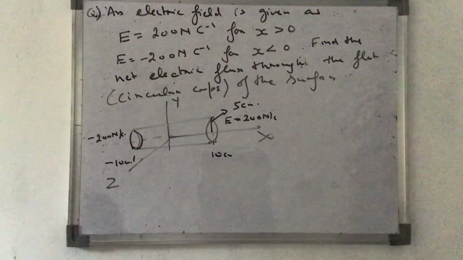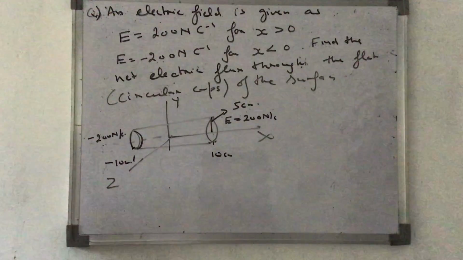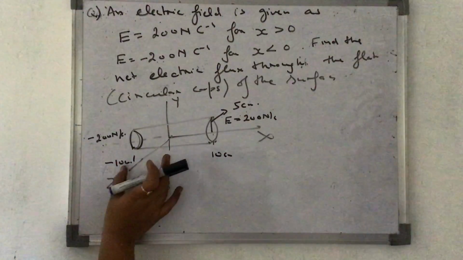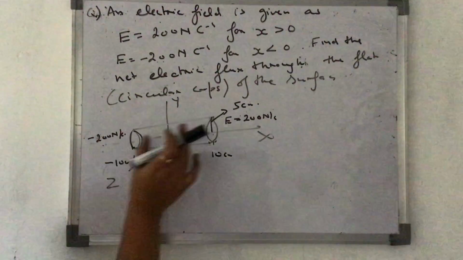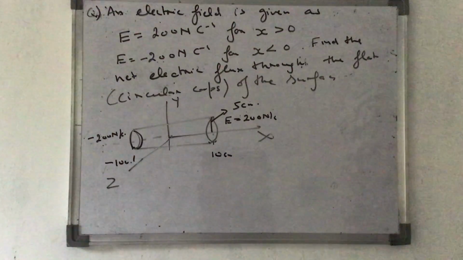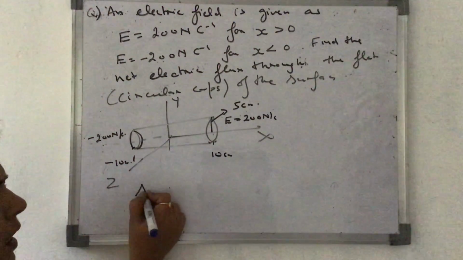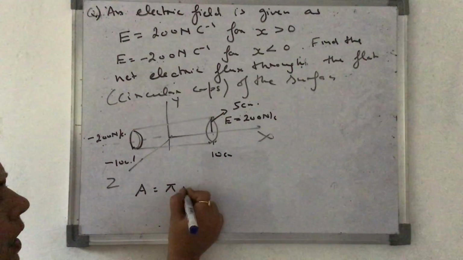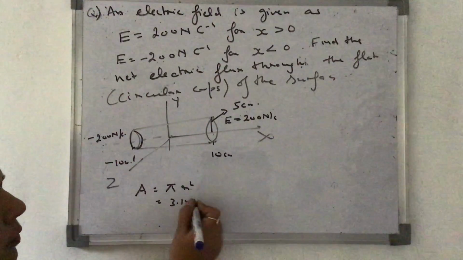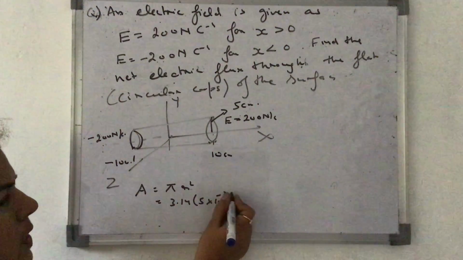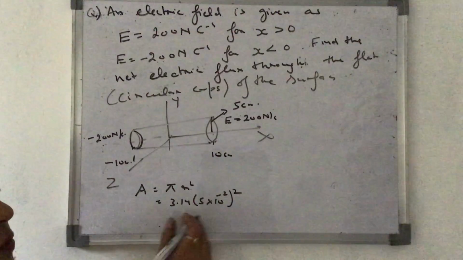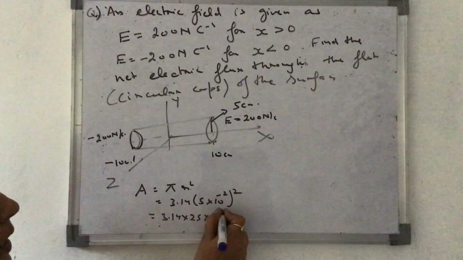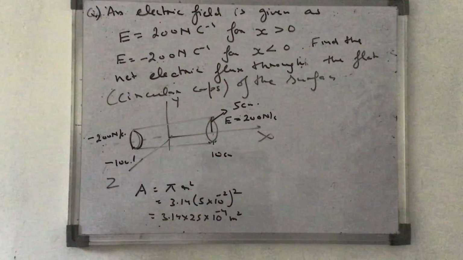The diagram based question. An electric field is given as E equal to plus 200 Newton per coulomb in this region, minus 200 Newton per coulomb in this region. This much is 10 centimeter, minus 10 centimeter, this is plus 10 centimeter. The radius of this is 5 centimeter. Let's first find out the area. Area is equal to pi r square, so it becomes 3.14 into 5 into 10 raised to minus 2, whole square, because it was 5 centimeter. So 3.14 into 25 into 10 raised to minus 4 meter square becomes my area.